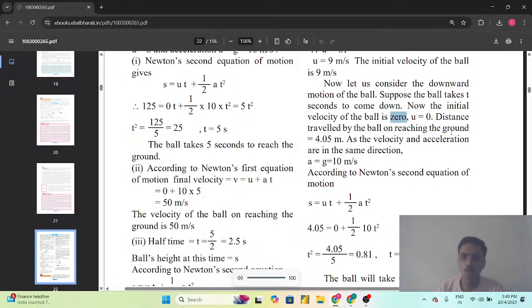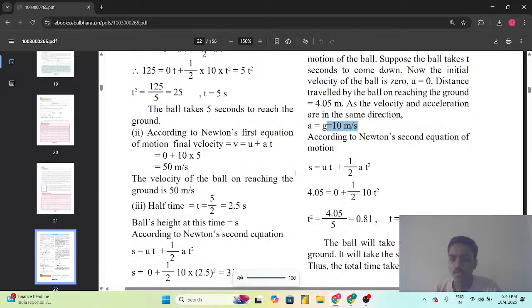Distance traveled by the ball on reaching the ground will be the same distance, as we have seen, as the ball travels up to its maximum height, that is 4.05 meter. And as the velocity and the acceleration are in the same direction, the acceleration due to gravity value will be positive, that is 10 meter per second squared. So according to Newton's second equation of motion, we will be able to calculate the time t which the ball will take to reach the ground.